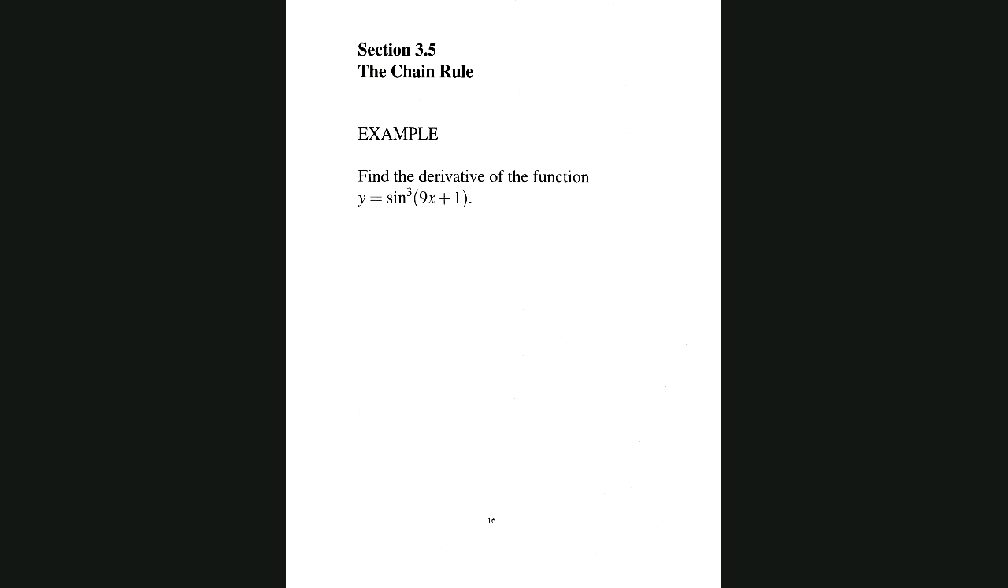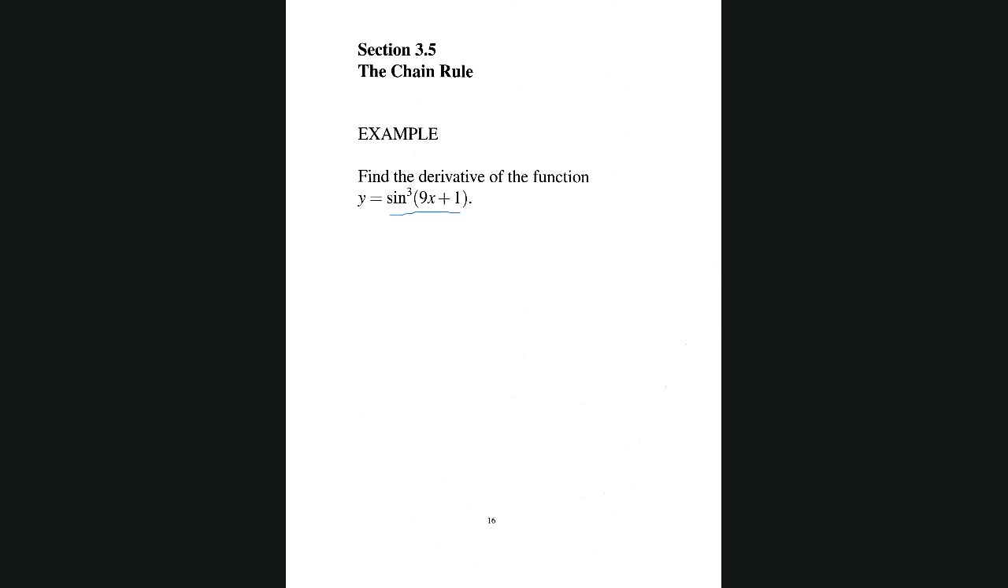Okay, so we want to find the derivative of the function sine cubed of 9x plus 1. Sine cubed of 9x plus 1. So for this problem here, how many functions are there in this problem?